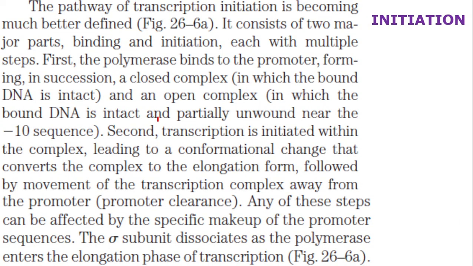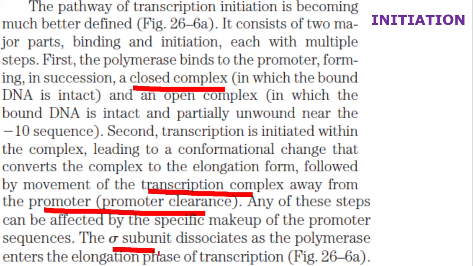And then what happens during initiation? I told you about a closed complex and the importance of the other regions of the promoter. And the transcription complex is moving away from the promoter as they are adding bases one by one. We call it promoter clearance. The sigma subunit dissociates from the polymerase complex after the addition of 5 nucleotides.